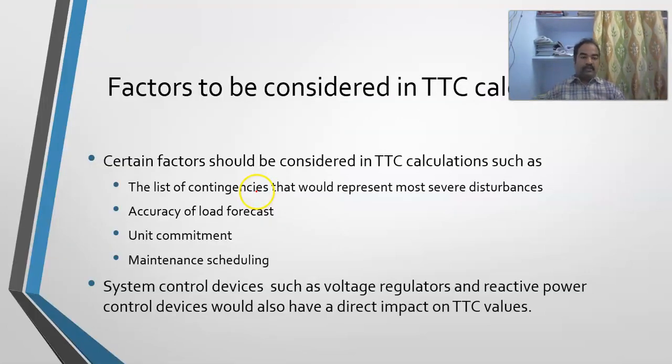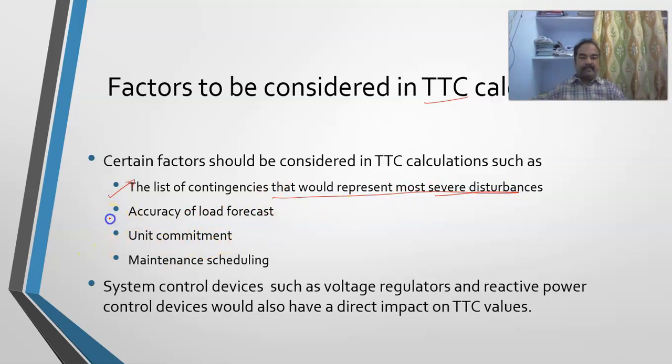Once you do have this TTC, now let's have a look at the factors which are to be considered in calculation of TTC. The major factors are, the number one is the list of contingencies, because most of the times in power systems we do experience severe disturbances, and during disturbances we do have a sudden disruption of services, maybe transmission, maybe generation, maybe loads. So this is one thing which is to be considered when you are calculating TTC.